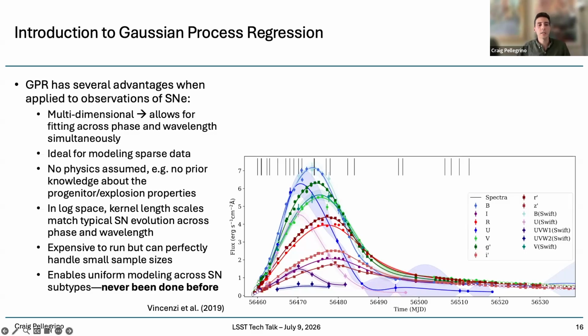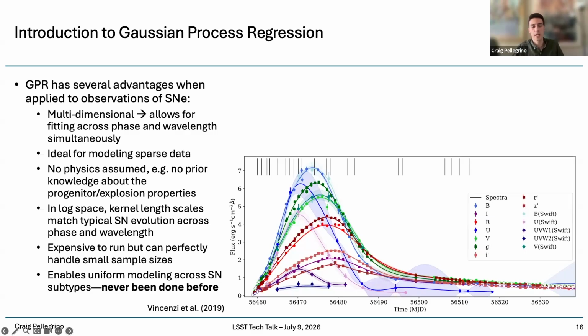For our cases here, in log space, the kernel length scale can typically match the supernova evolution across both phase and wavelength. By that, I mean that supernovae tend to be faster evolving in bluer filters and at earlier times. So when you log transform both phase and wavelength, those deviations get smoothed out a little bit more. And the kernel length scale can approximate both early time and late time evolution, or blue and red evolution, in one kernel estimate.